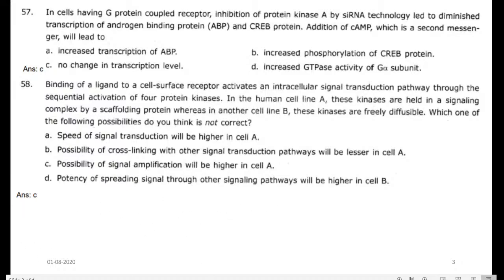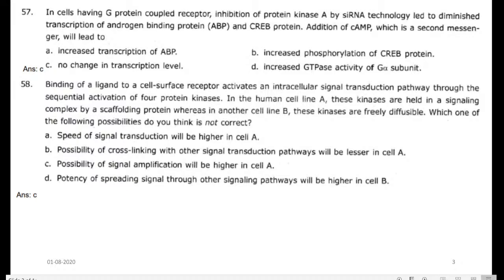So the wrong answer for this concept is that A and B cells are going to be complexed with the scaffold protein. During scaffold protein binding, the diffusion becomes easy, that protein diffusion.